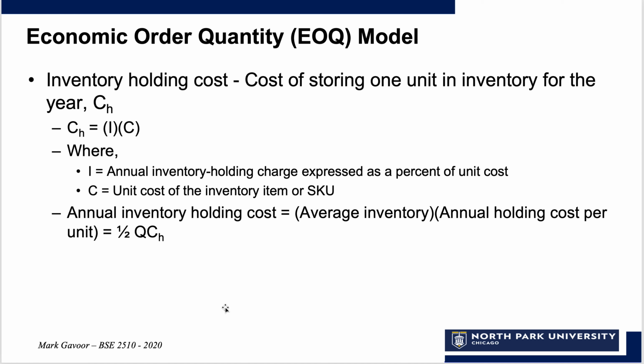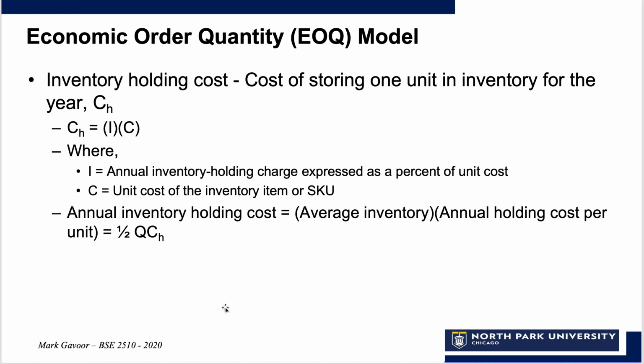So inventory holding costs. The cost of storing 1 unit in inventory for the year is C sub H, and it equals I times C is another way to look at it. Sometimes they give you C sub H, sometimes you have to figure it out. I is the annual inventory holding charge expressed as a percent of unit cost. This is what a lot of accounting people will do. They will say, okay, let's take a percentage of the annual cost of this item and assign that as the holding cost. So maybe it's going to be 5%, 2%, 1%. It's small numbers depending on what the item is and how much space it takes up in your warehouse.